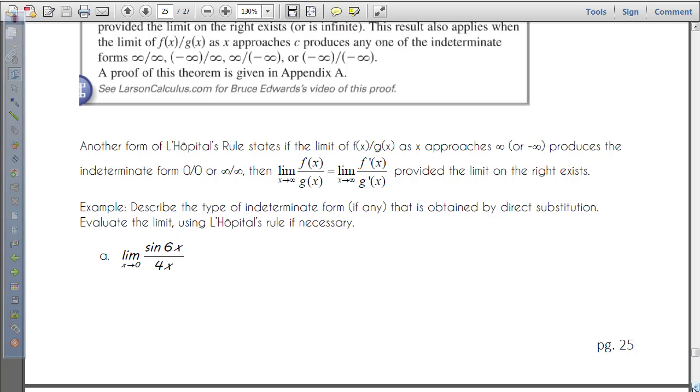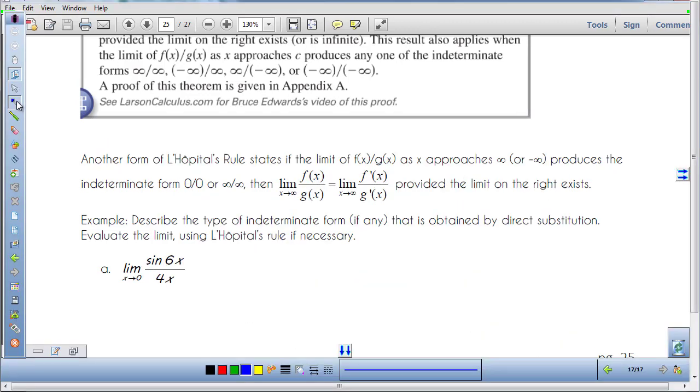Okay, but let's just revisit the previous example that we did. We actually used algebraic manipulation to evaluate the limit as x approaches 0 of sine of 6x over 4x. But we can evaluate this limit using L'Hopital's rule, because we saw that if we plug in, we get sine of 0, which is 0, and then of course 4 times 0 is 0. So since we get the indeterminate form 0 over 0, then we can use L'Hopital's rule.